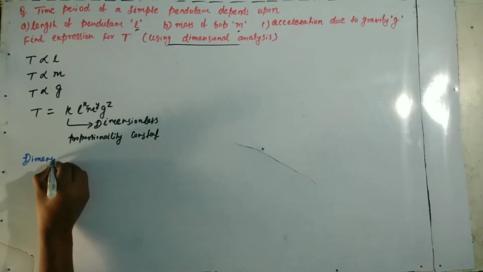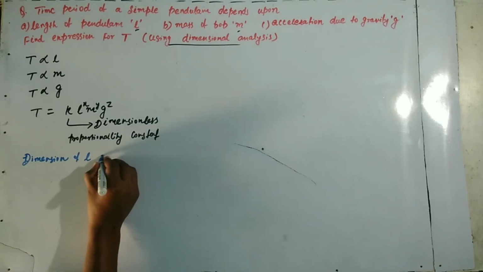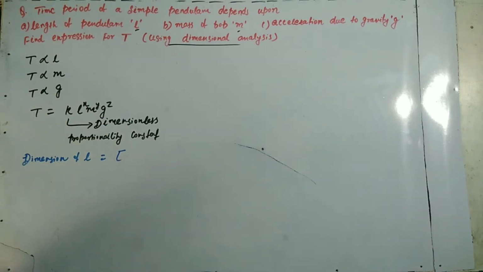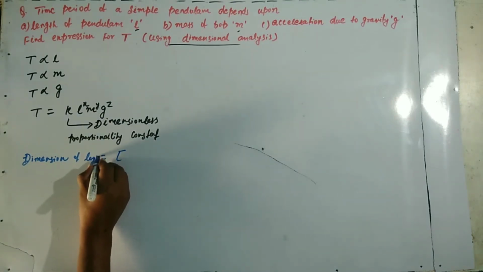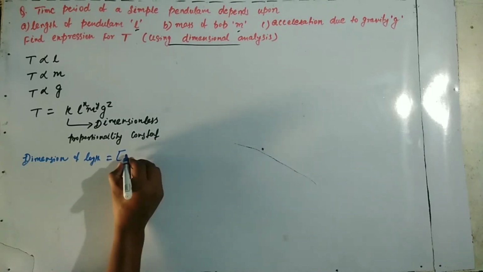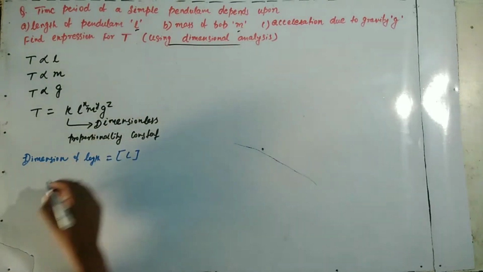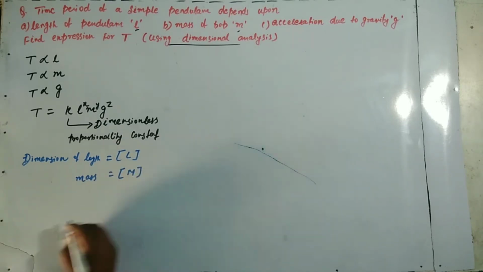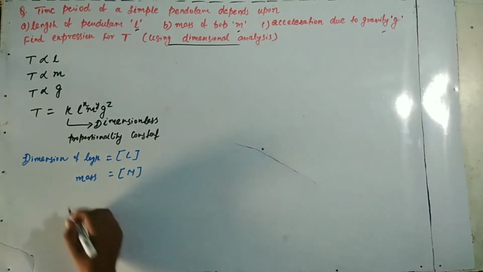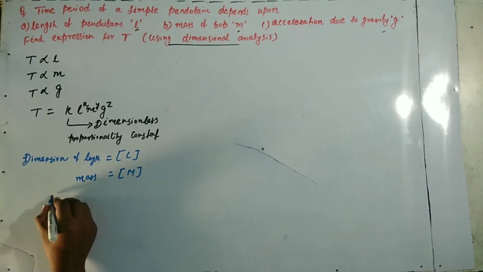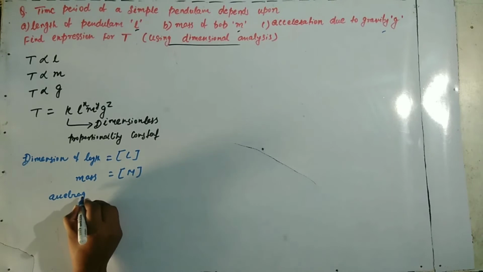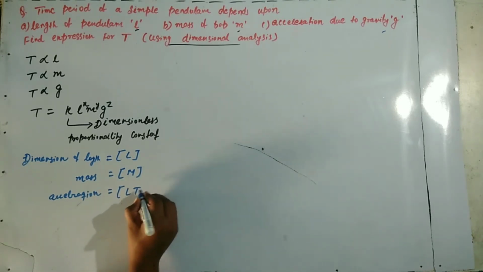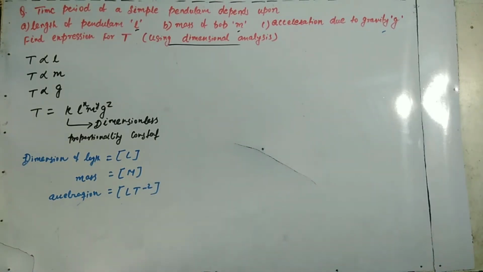So, first we have to find the dimensions of these terms. Dimension of length is L. Dimension of mass is M. Next, acceleration due to gravity, it means dimension of acceleration, so dimension of acceleration equals L T to the power minus 2. It is the dimension of this term.